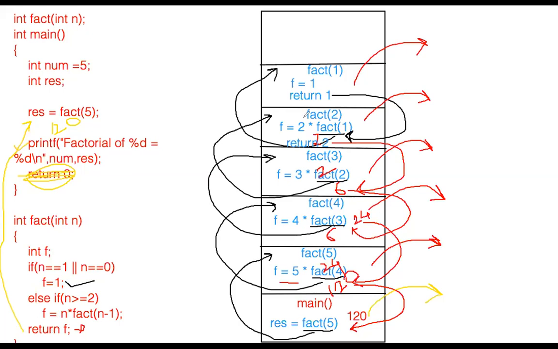Here also you can see the factor of 3 is not completed until the last statement, that is return f, has been executed. It is still there in your memory. It gets executed fully when there is a return f. If the last statement is executed and there is no other statement, it gets popped out.